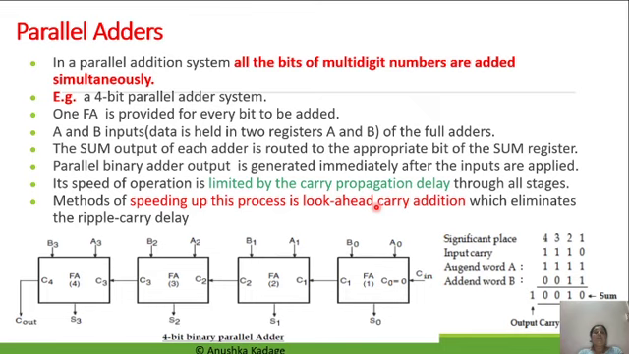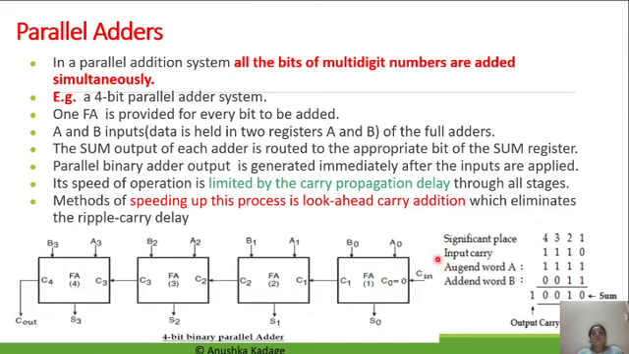But before going to the look ahead carry block that eliminates the ripple carry delay, we will see the block diagram for the 4-bit parallel adder. You can see here there are 4 different full adders, and for every full adder a single bit from each number has been provided. So here B0 A0, B1 A1, B2 A2 and B3 A3 are given as inputs.